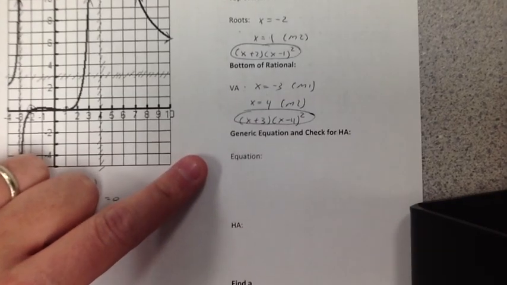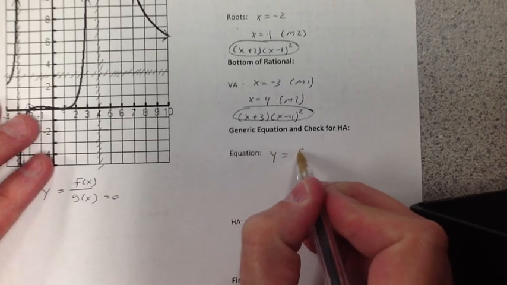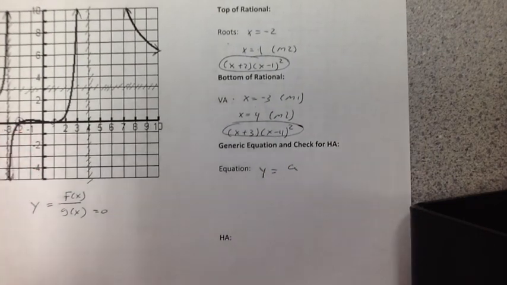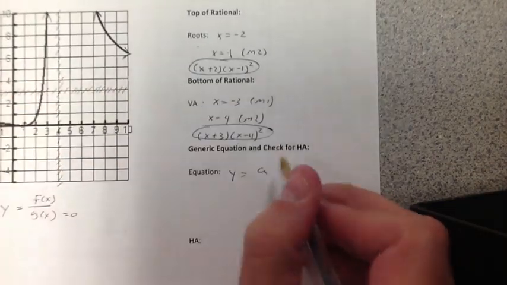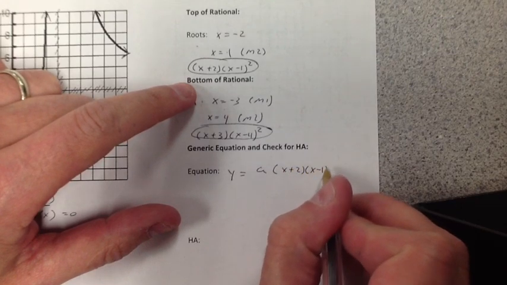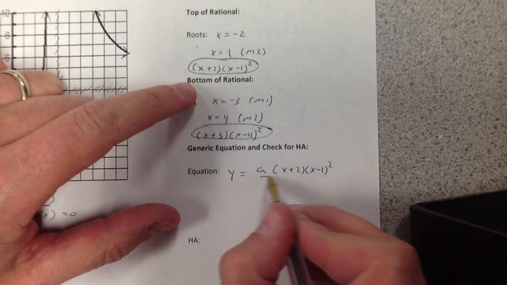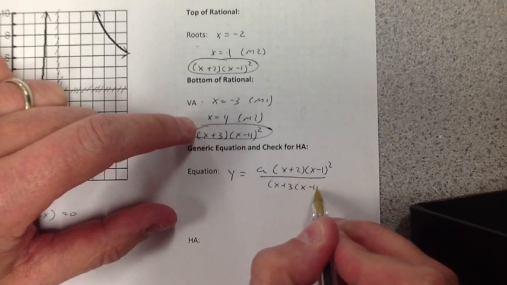Next, we can actually start writing our equation. Y equals some generic constant a. We'll talk about that in just a little bit. On top, we get x plus 2, x minus 1 squared. And on bottom, we get x plus 3, x minus 4 squared.